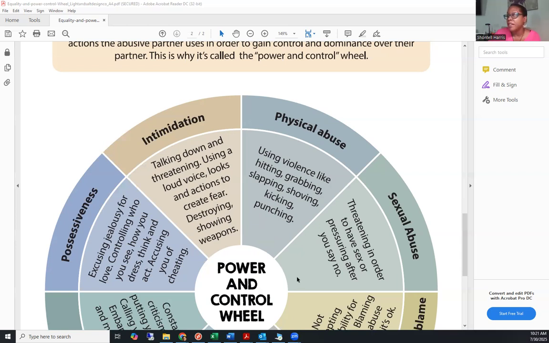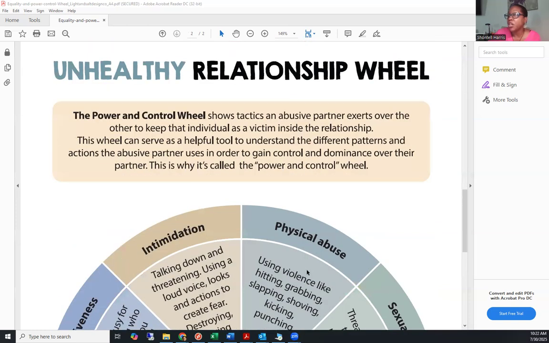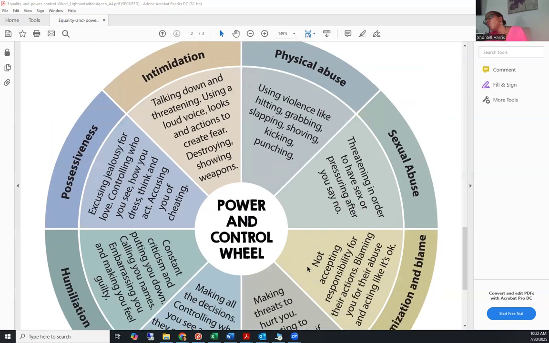Okay. And then sexual abuse. I don't know if this is exactly the opposite, but sexual abuse is threatening in order to have sex or pressuring after you say no. So somebody says, no, I don't want to have sex, and the person keeps pressuring or threatening, like, if you don't have sex with me, I'm going to go cheat on you, that type of thing.